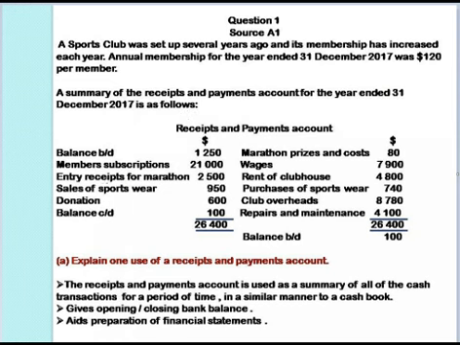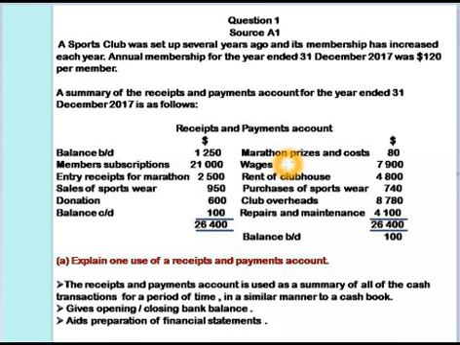The receipt side will be the debit side and the payment side will be the credit side. The balance brought down will be the previous bank account balance which has been brought down for this period. Then we have membership subscription, which will be a receipt, and we have the receipt for marathon, sales of sportswear, donation, and all these which we have received in our bank account have been mentioned on the debit side of the receipt and payment account.